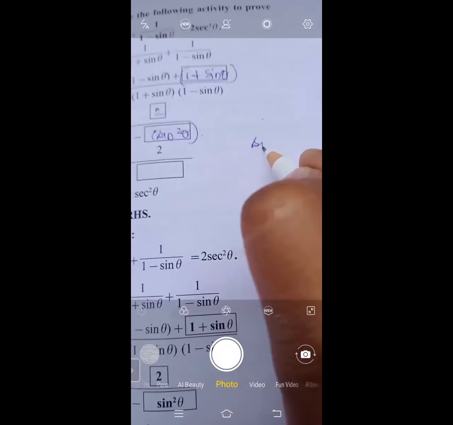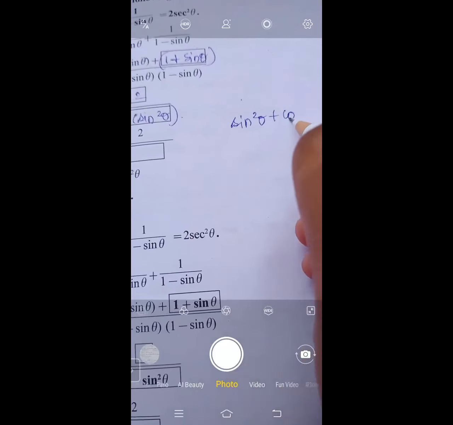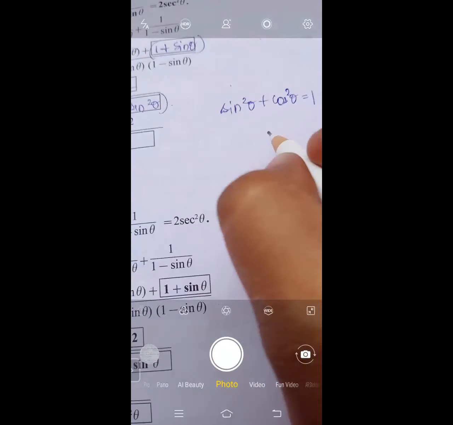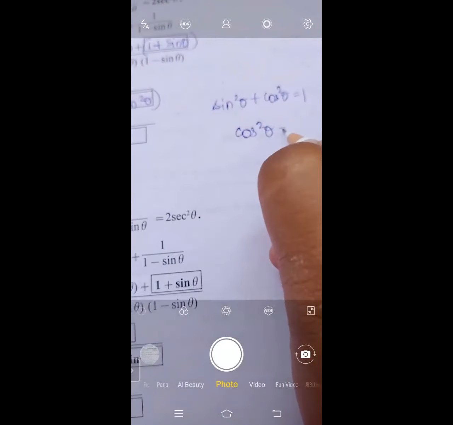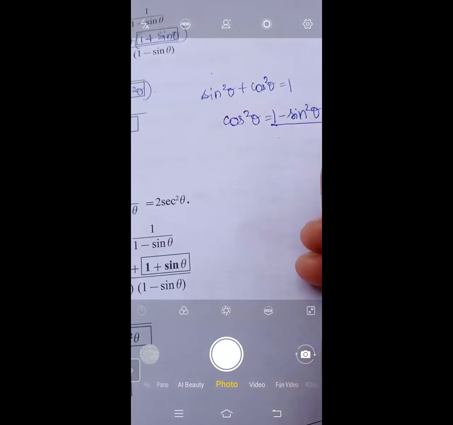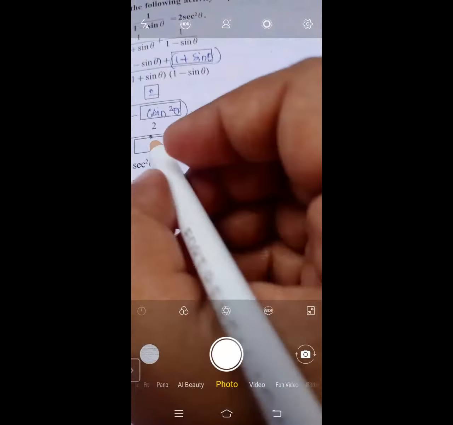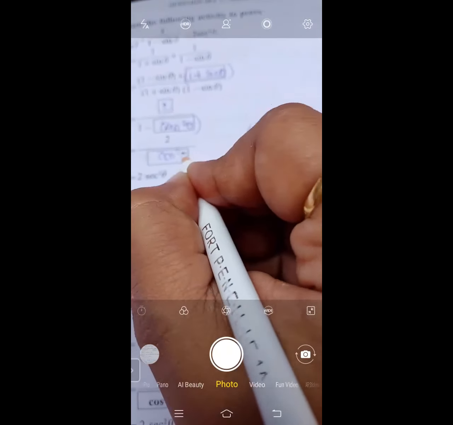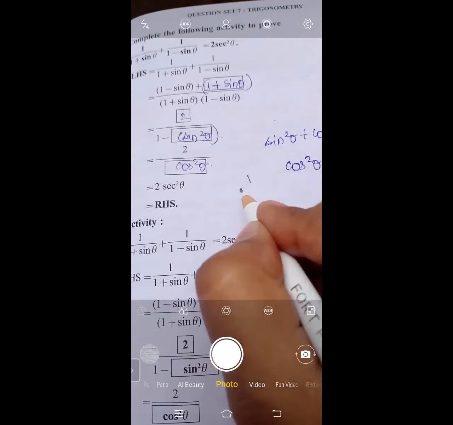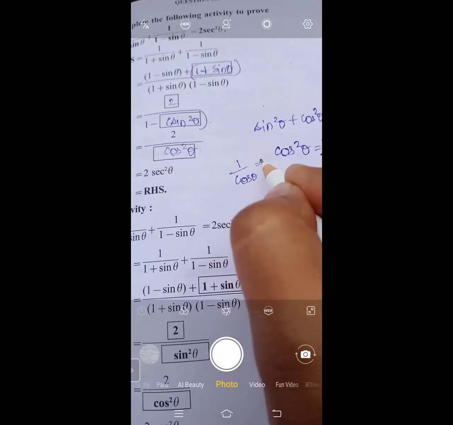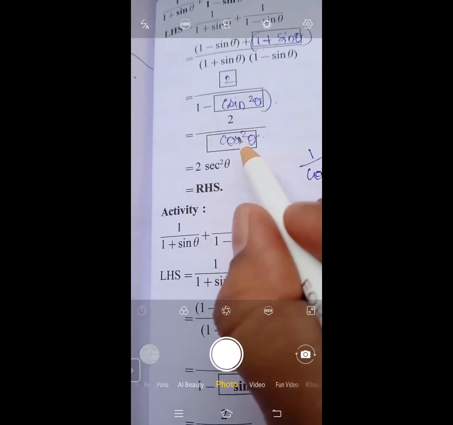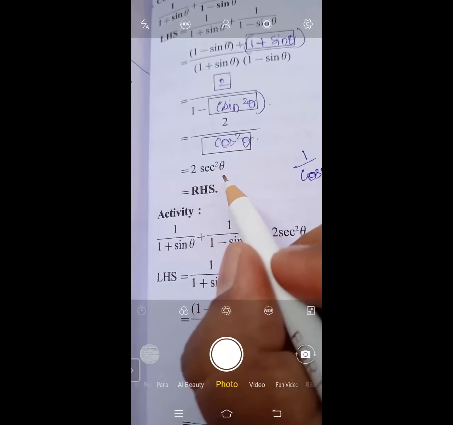As we know, sine square theta plus cos square theta is equal to 1. Okay, what do we have to place here? So I will keep cos square theta as it is, and in place of 1 minus sine square theta, I will write cos square theta. So it is 2 upon cos square theta. And as we know that 1 upon cos theta is equal to sec theta, 1 upon cos became sec. As it is cos square, it will become sec square theta.